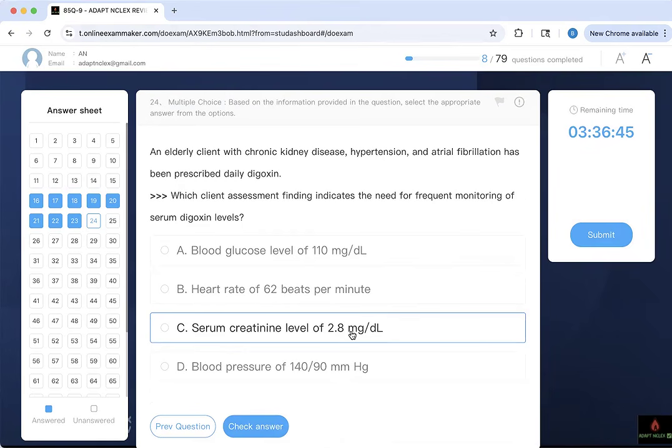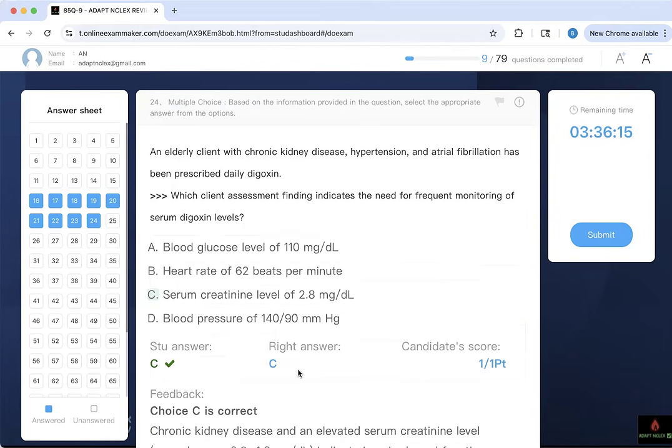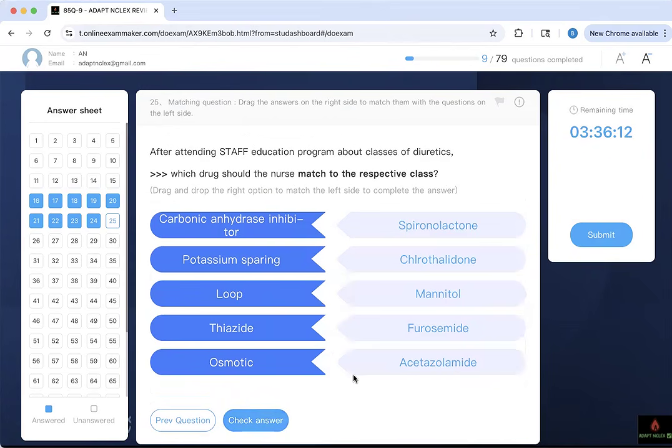And then you have to go back to your concept of digoxin, right? Creatinine is the right answer because the kidney clears digoxin. If you have abnormal kidney function, digoxin builds up and you have a problem. Blood glucose has nothing to do with digoxin. Heart rate of 62 is still within normal range. It's not that bad. Adults need at least 60. Less than 60, we would worry, but we are still at 62. So there's no heart block. Blood pressure is fine. Therefore, serum creatinine is the problem.